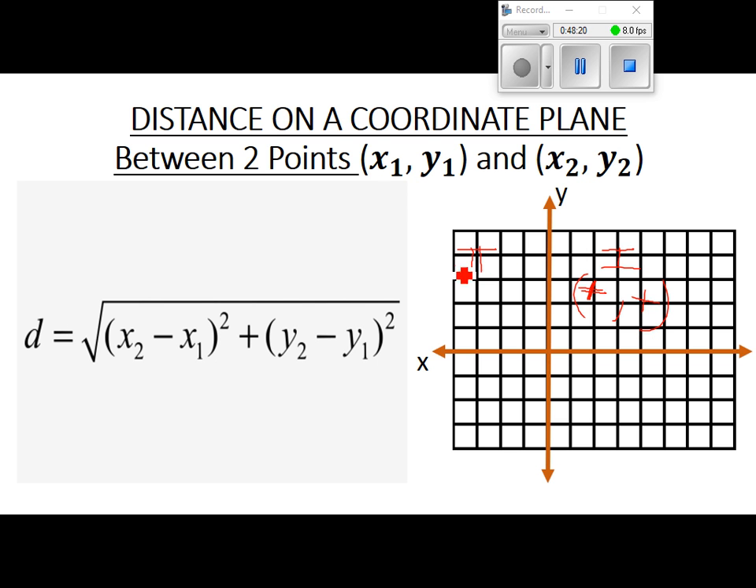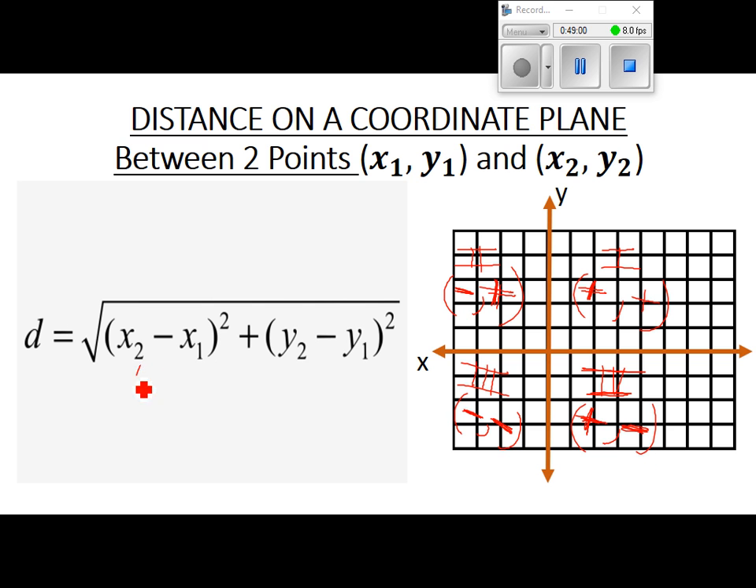This is quadrant 2. X is negative, Y is positive. That's a positive. Can't hardly see it, sorry. Quadrant 3. Negative and negative. Quadrant 4. Positive and a negative. No, it's hard to read.